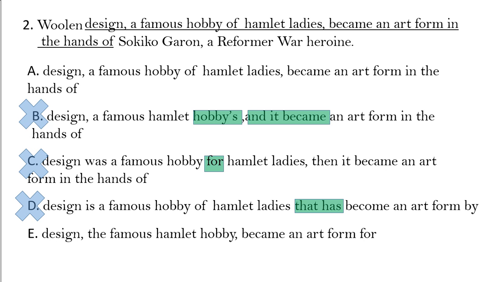Design, the famous Hamlet hobby, became an art form for. Look, that's a wrong usage of words. Art form in the hands of Sokiko. If we say art form for Sokiko, the former war heroine, that will be an incorrect idiom. Why? Because we need "art form in the hands of", which gives the correct sense. So because of "for" we can eliminate E.